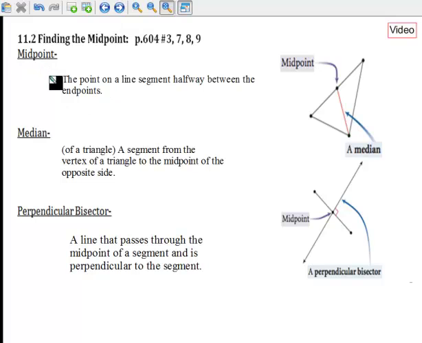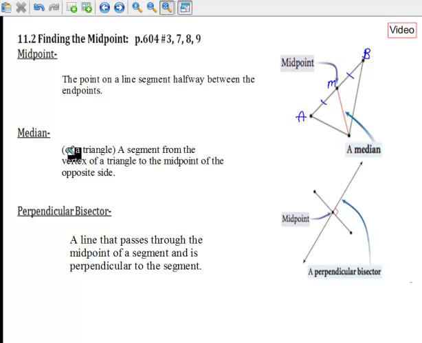Our midpoint is a point on a line segment halfway between the endpoints. So if we have a line segment here, let's say from A to B, the midpoint has an equal distance here from A to the midpoint, let's call it M, and an equal distance from M to B. So it's halfway between the line.